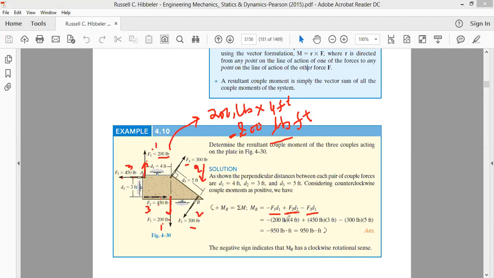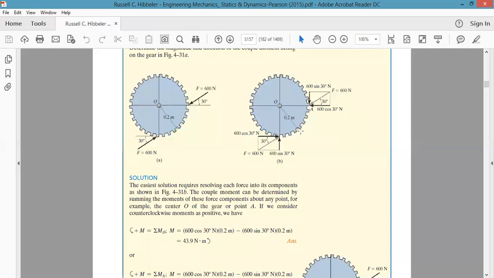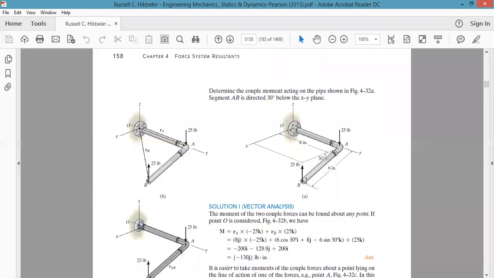Okay, so just multiply and add them. The resultant moment will be minus 950, and the minus means the overall effect of these couples will be rotating it in the clockwise direction. The resultant couple is 950 pound feet. Similarly, solve this problem yourself today, and tomorrow I will show you this problem.